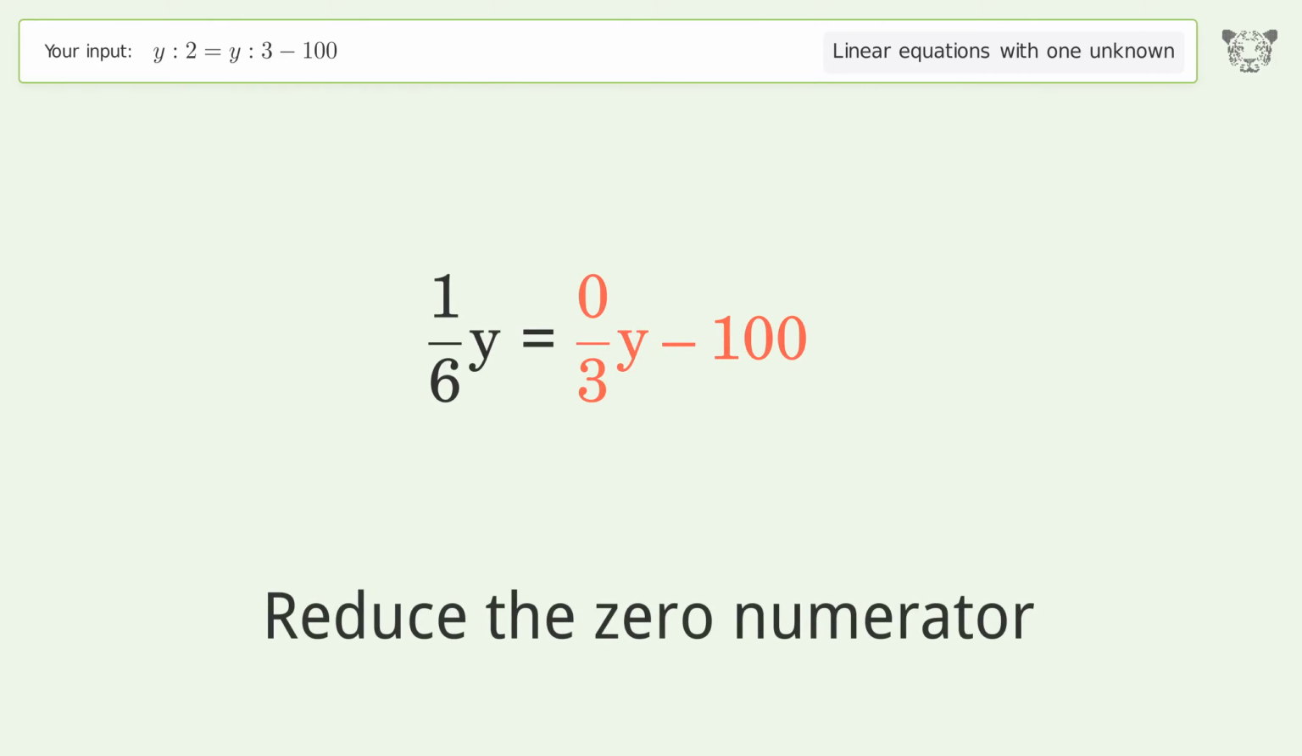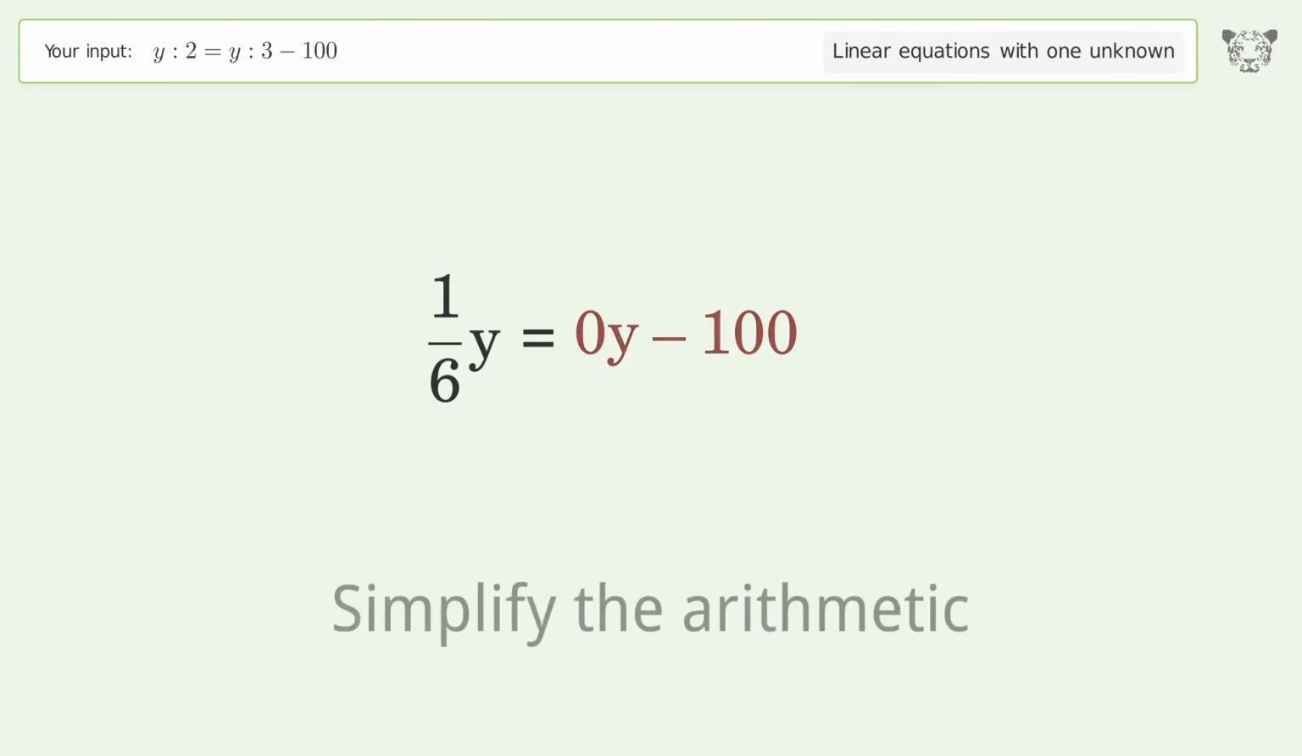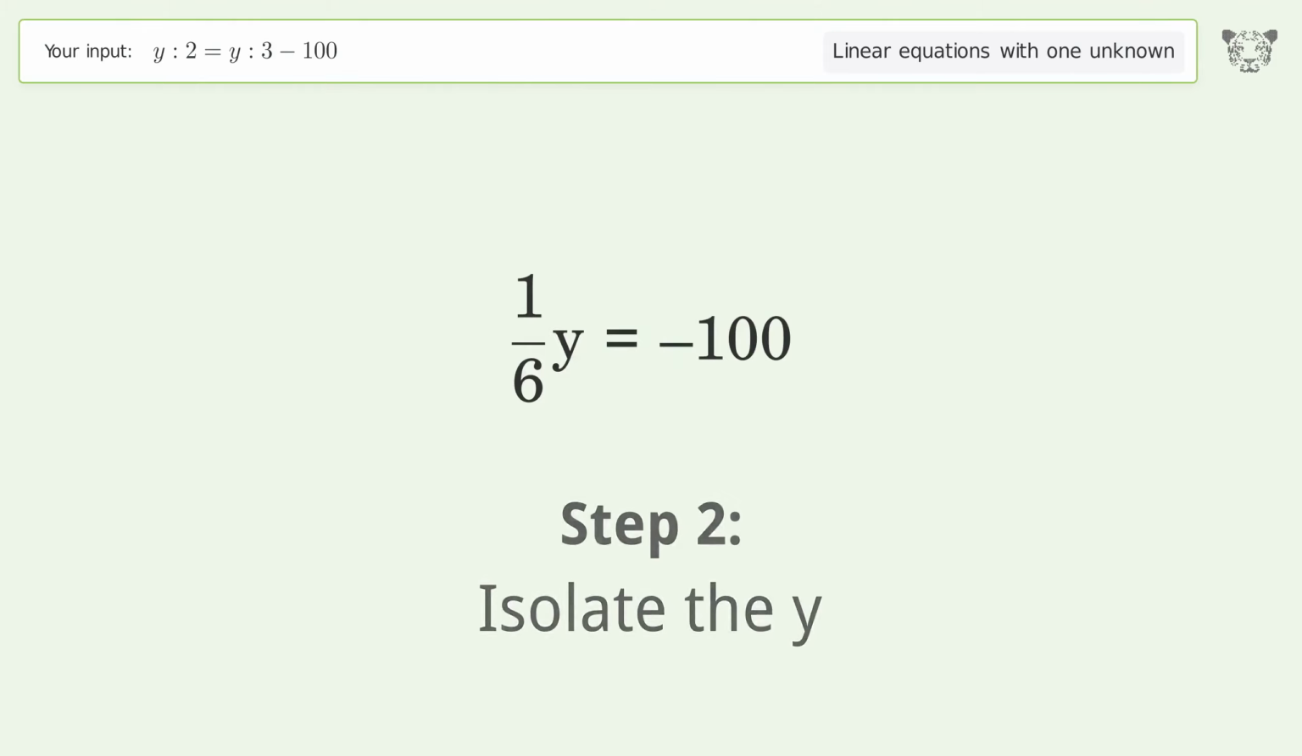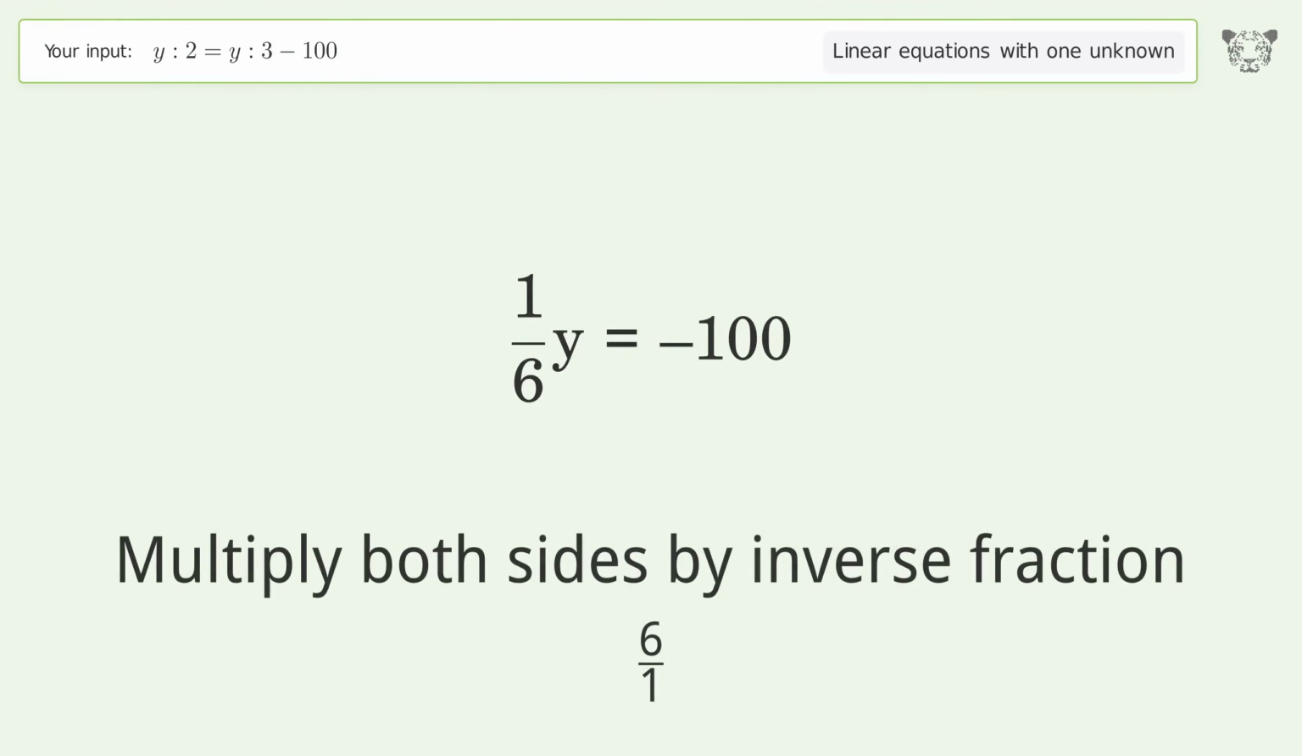Reduce the zero numerator. Simplify the arithmetic. Isolate the y. Multiply both sides by inverse fraction 6/1.